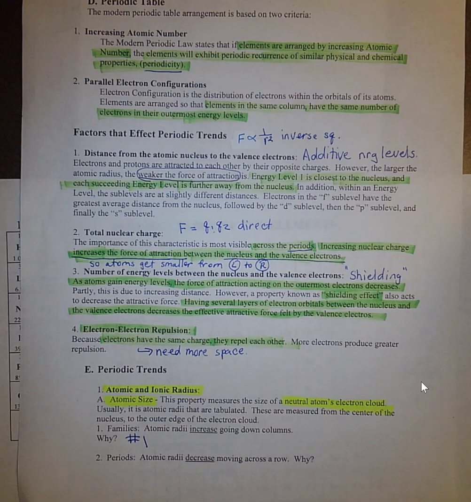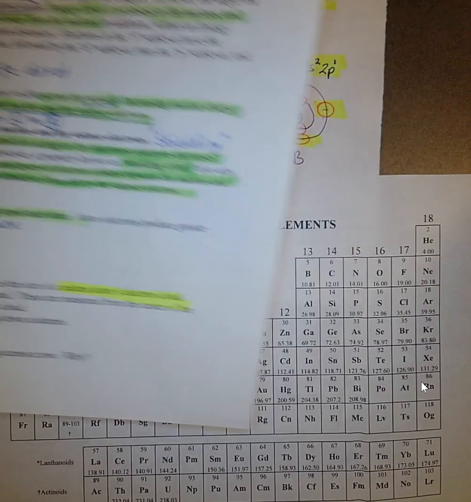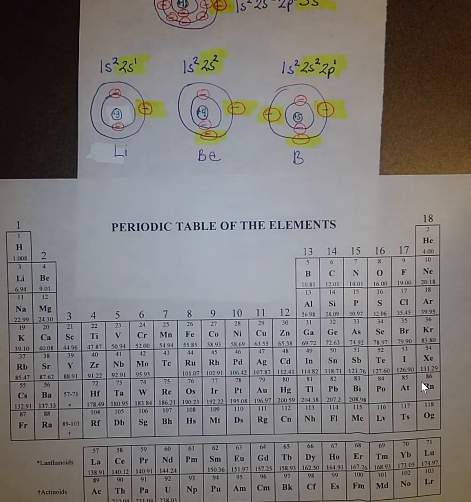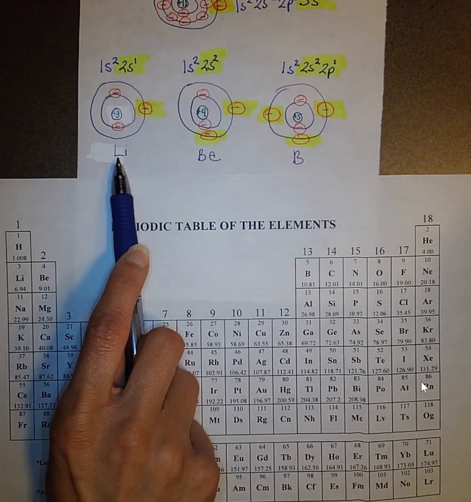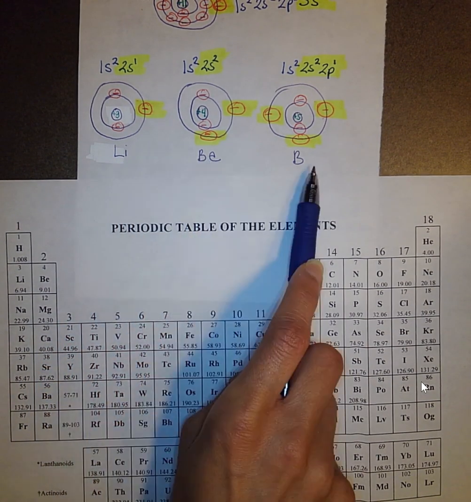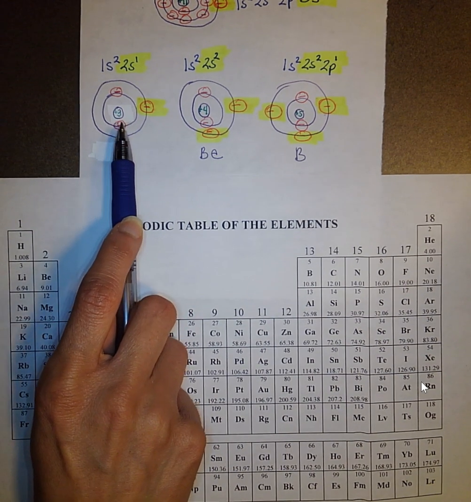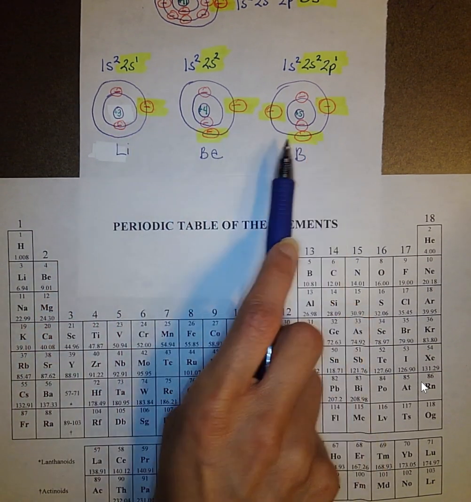Okay, now let's look at how the period affects the atomic and ionic radius of an element. So the atomic radii decrease moving across a row. Looking at your periodic table in this illustration right here, as you're moving across the period, notice the elements lithium, beryllium, and boron. Lithium, the nuclear charge is also increasing.